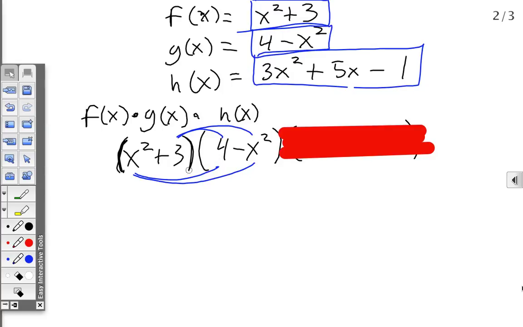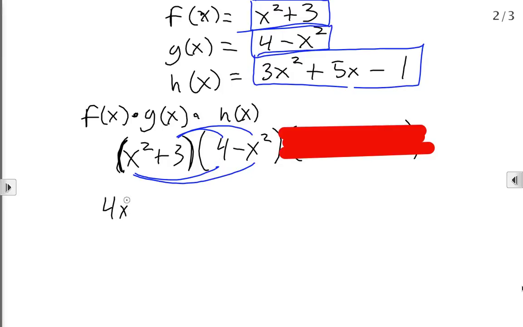We have x squared times 4, which is 4x squared. We have x squared times negative x squared, which is negative x to the 4th. Remember, when multiplying terms with exponents, you add the exponents. And then we also have a positive times a negative so that it's negative. 2 plus 2 is 4. That's where that exponent comes from.